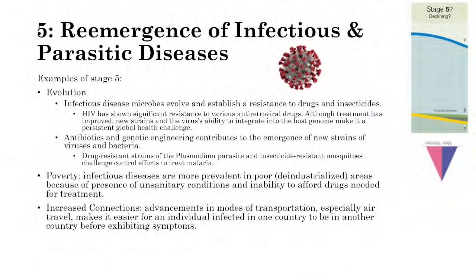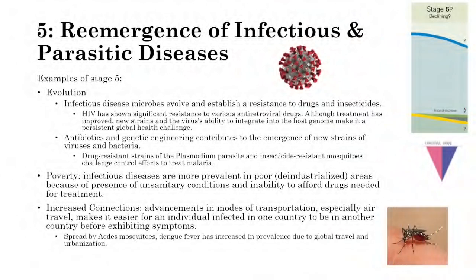Hopefully YouTube doesn't flag this video, but COVID would be a great example of a stage 5 condition because it's been resistant to almost all the drugs we have. We have very little knowledge on the type of SARS virus that it is. So it's led to a lot of deaths. So this is an example of just increased connections.